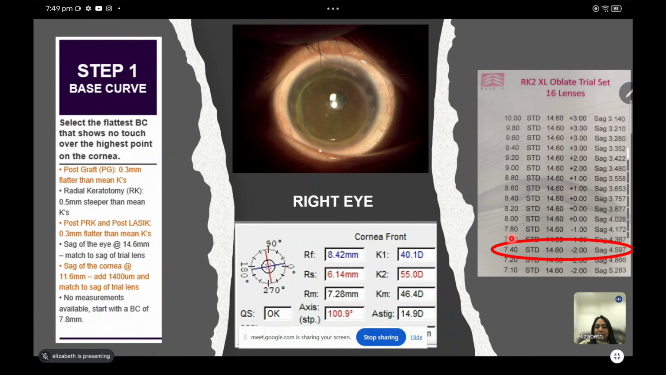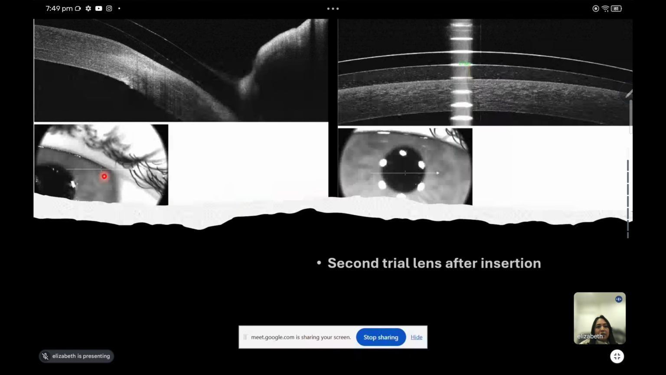So in this fitting set, you'll see that the base curves go in 0.2 millimeter steps. So from 7.6, we had to go to a 7.4, and this increased the sag by 100 odd microns. All right, so increased sag, and what did that look like? So we put it again onto the eye, and we go over to the highest point. This is a better shot of the highest point with the OCT. Here you can actually see where the join is between grafted tissue and host tissue. Okay, so here's the highest point in the cornea.